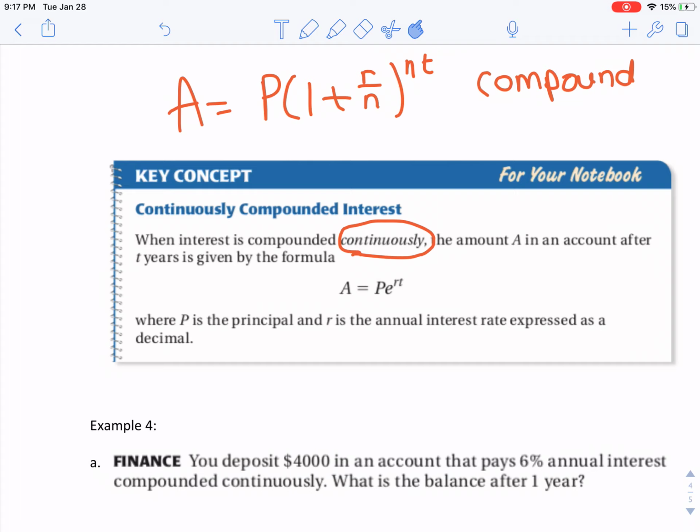And instead of nt power on the outside, we're going to take it to the rate times time power. So we call this PERT because it's P-E-R-T. P is our principal, R is our annual interest rate, and then T is time.